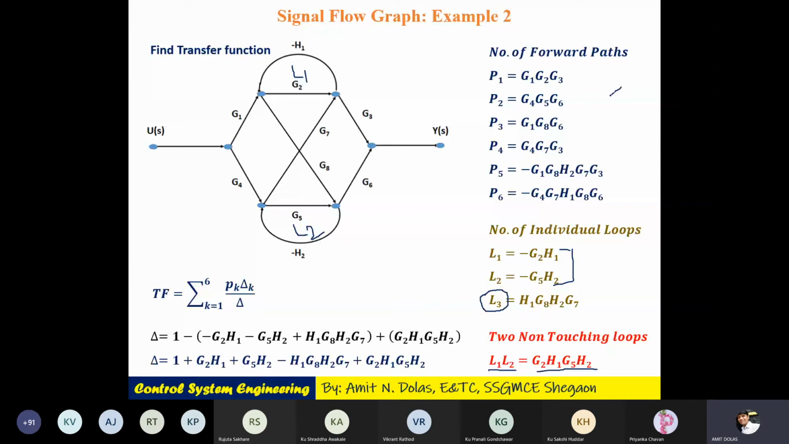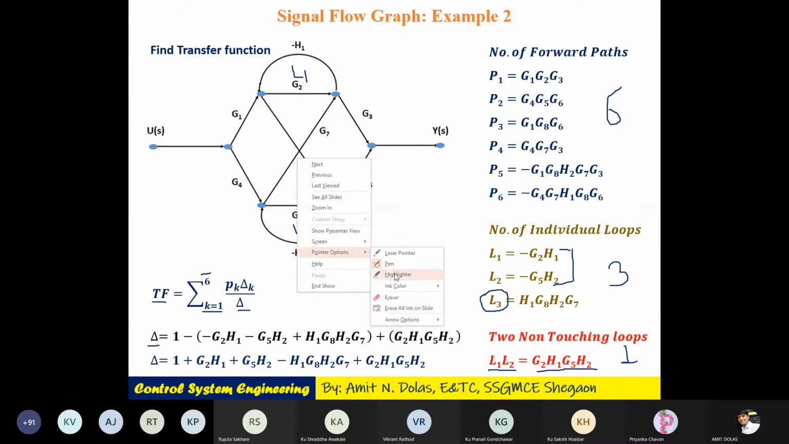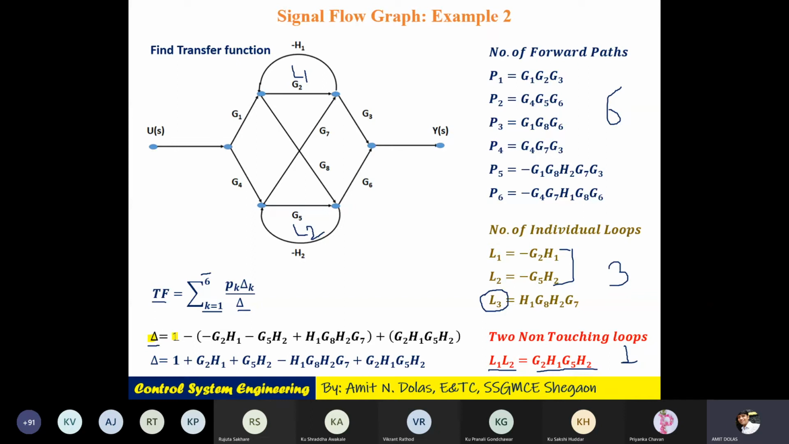So there are 6 paths, 3 individual loops and 2 non-touching loops. The transfer function will be the summation over the paths, which are 6, so k from 1 to 6, Pk delta k divided by delta. And I'm interested in delta, which is very easy. Delta is a determinant, which will be 1 minus the summation of all the individual loops. So it will be minus G2 H1 minus G5 H2.